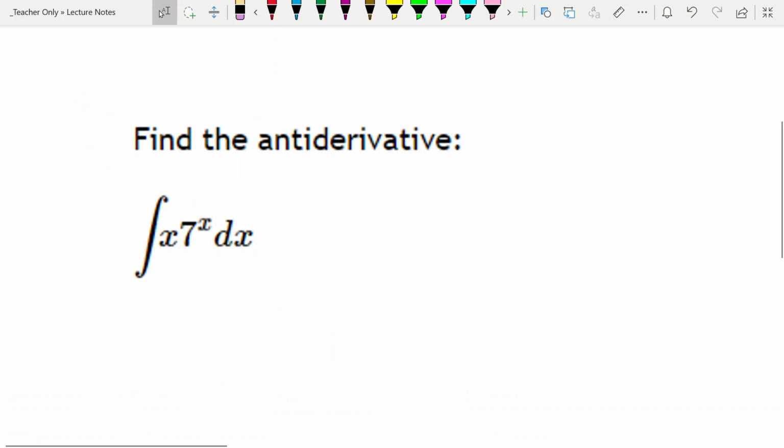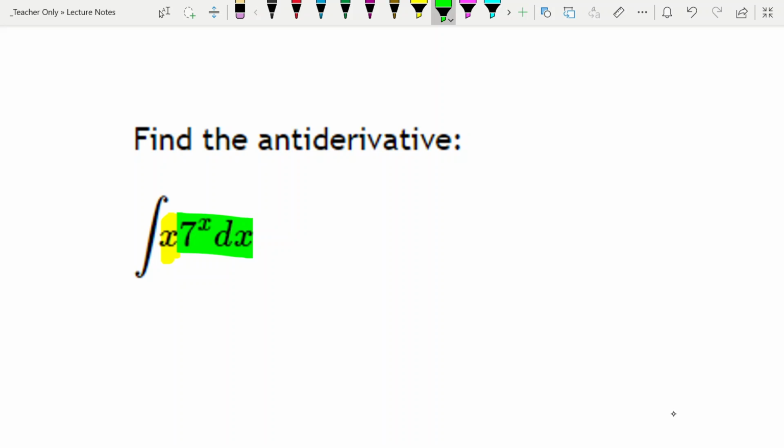Okay, so this problem is kind of the quintessential by parts problem, because what we're seeing here is I have a function with x multiplying a function with x. So therefore, this seems like a good candidate. Now, we don't know for sure if it's going to work, but we're going to give it a shot.